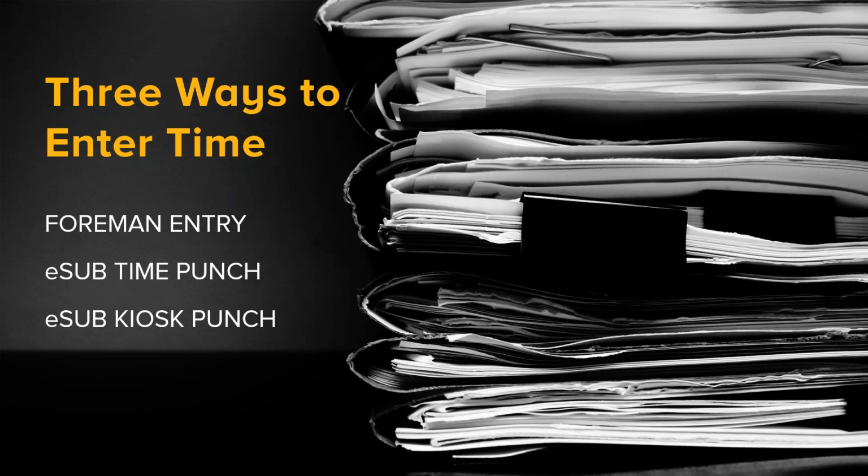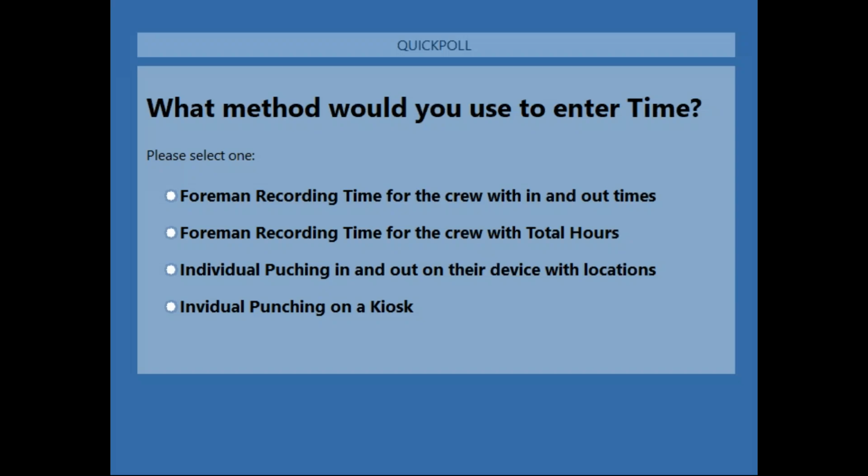With eSUB, there are 3 different ways to enter time. We can have the foreman enter time for his crew. We can have somebody punching in and punching out from a phone, or we can have somebody punching in and punching out from a kiosk. Now, I want to know where I should spend most of my time today. Of the different ways that we can enter time, what best relates to what you are currently doing or what you want to move to in the future?